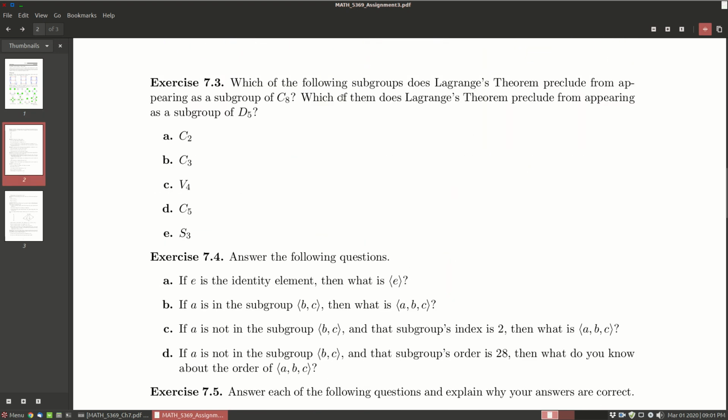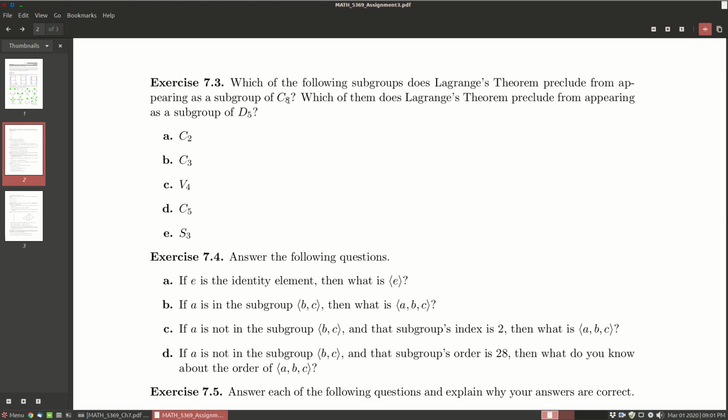Number 3: we have these 5 subgroups. Lagrange's theorem tells me that the order of a subgroup must divide the order of the larger group. So I know how to find the order of C8. How many elements are in C8? Well, 8. How many elements in C2? 2. 2 divides 8, so C2 can be a subgroup of C8. It's not guaranteeing that it is, it's saying that it can.